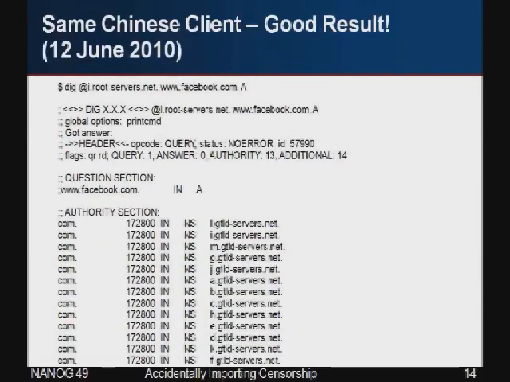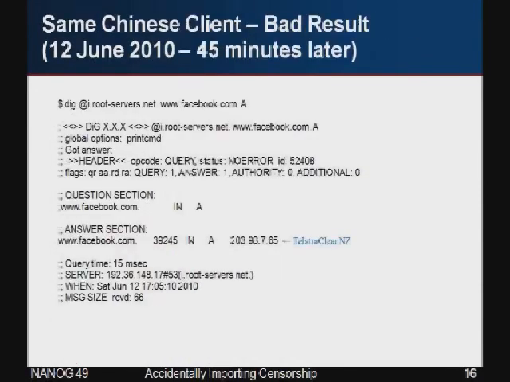But then the Chinese client that we looked at earlier also started to get a good result when querying a blocked domain, and then 45 minutes later got a bad result again. So there was some non-determinism as far as when this occurred for a client in China.